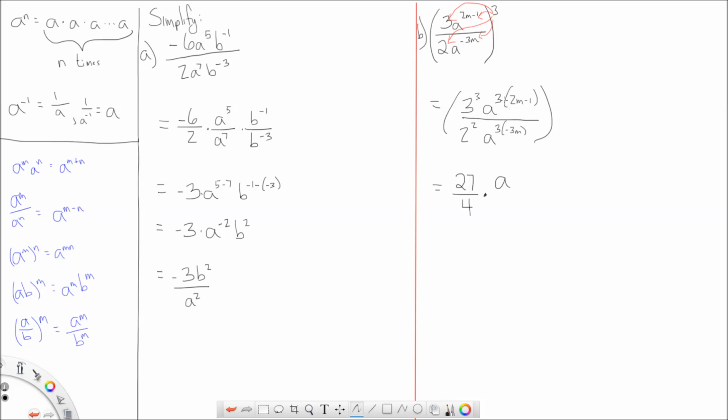So I have a. This 3 distributes in here, so 3 times 2m is 6m, and 3 times negative 1 is negative 3. And that's all over, well, this is just multiplication, so we get negative 9m. We can't simplify 27 over 4 at all, so we'll leave that.